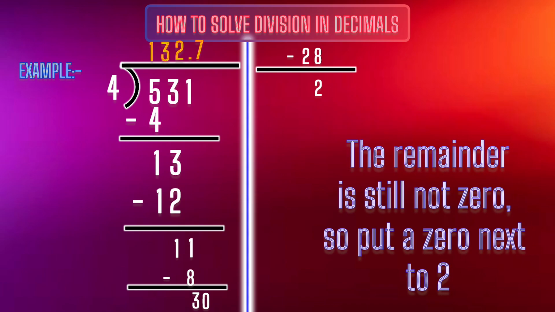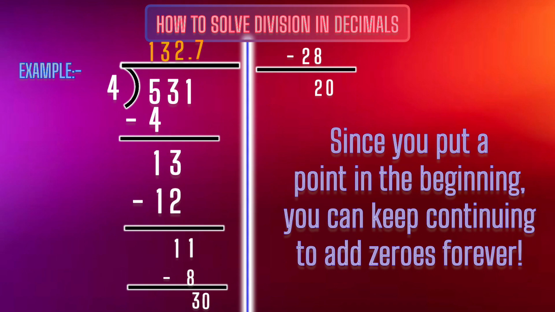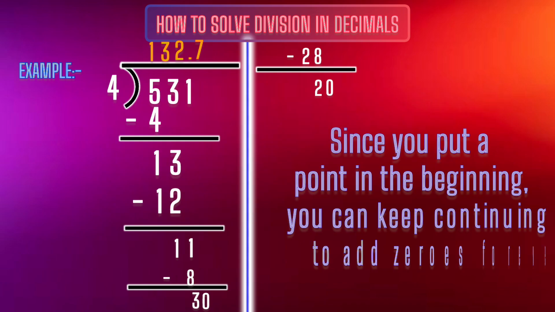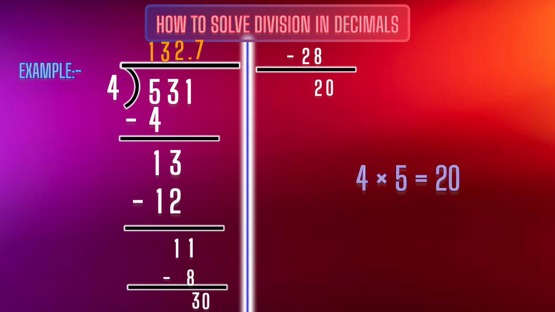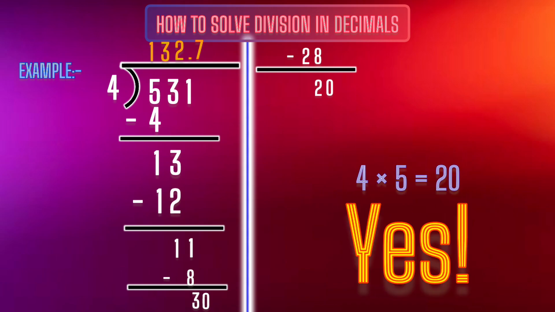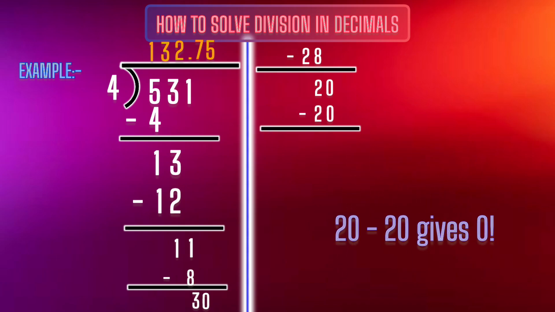The remainder is still not 0. So put a 0 next to 2. Remember, you cannot put more than 1 point in the quotient. Since you put a point in the beginning, you can keep continuing to add 0 forever. Okay, after putting 0 next to 2, it becomes 20. 4 into 5 is equal to 20. Yes, 20 is divisible by 4. Excellent. Put 5 in the quotient and 20 minus 20 gives 0.